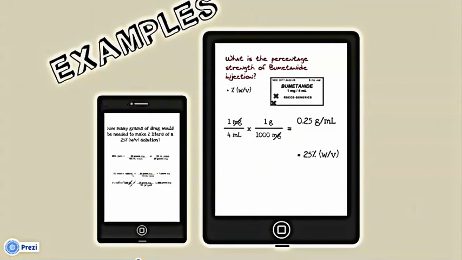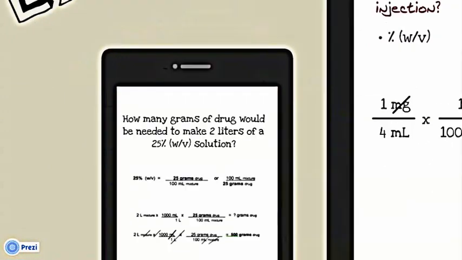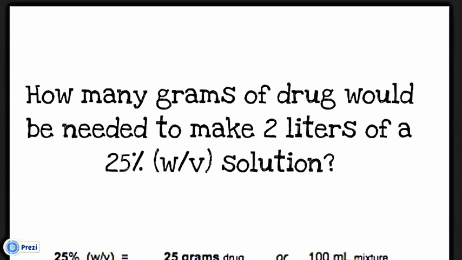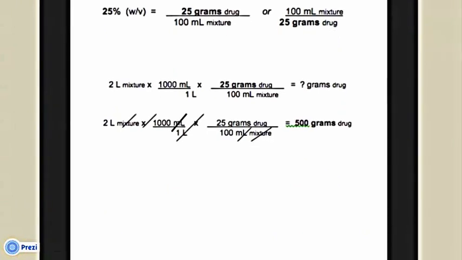Here are some examples using percentage strength. Example 1. How many grams of drug would be needed to make 2 liters of a 25% weight by volume solution? As a first step, express the percent in terms of its units. Remember that the final solution is a mixture of drug and solvent. So, 25% weight by volume is equal to 25 grams of drug per 100 milliliters of mixture, or using its inverse, 100 milliliters of mixture per 25 grams of drug.